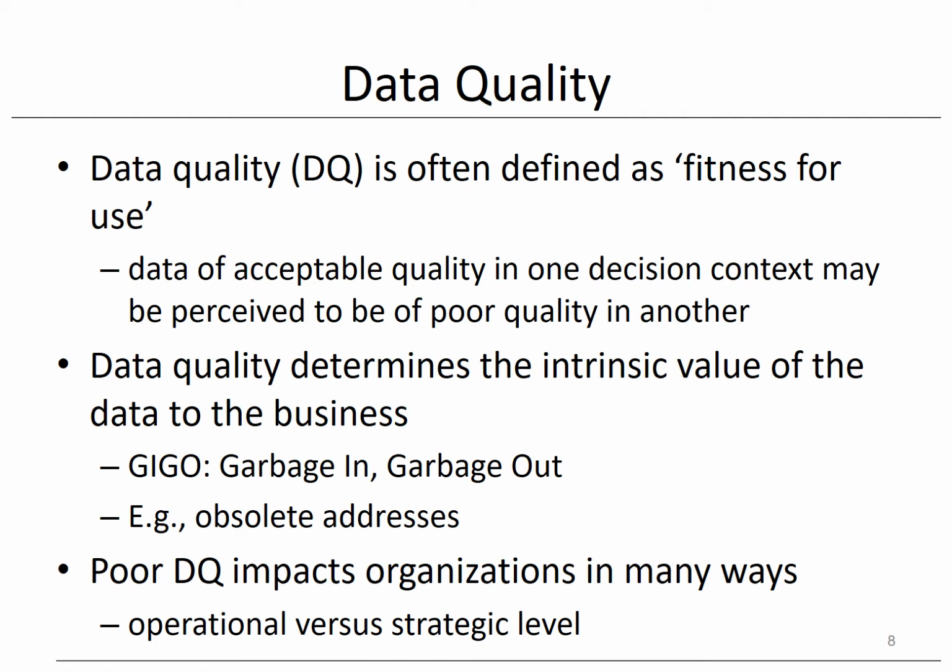Data quality determines the intrinsic value of the data to the business. Information technology only serves as a magnifier for this intrinsic value. Hence, high-quality data combined with effective technology is a great asset, but poor quality data combined with effective technology is an equally great liability. This is sometimes also called the GIGO, or garbage in, garbage out principle, stating that bad data results into bad decisions, even with the best technology available.